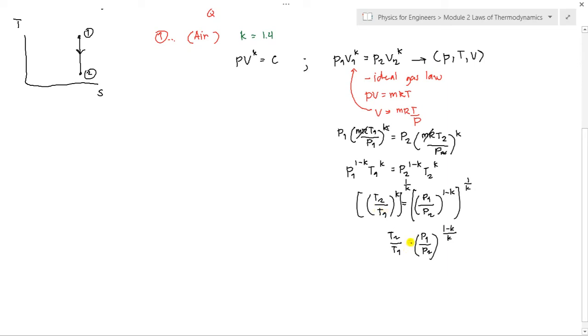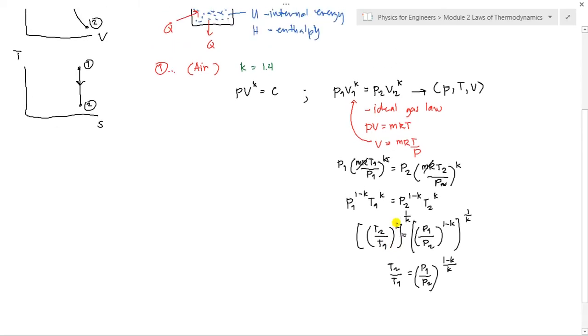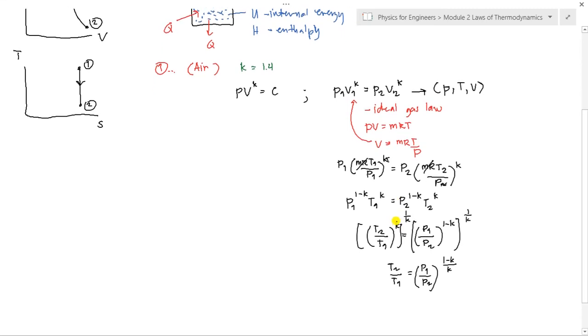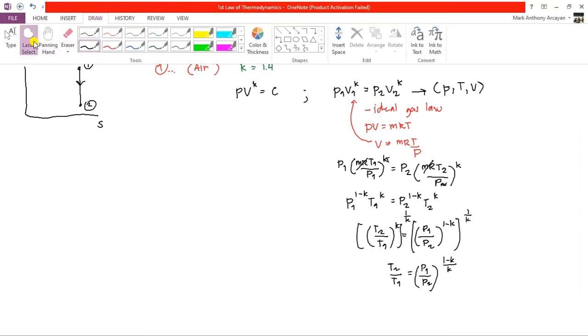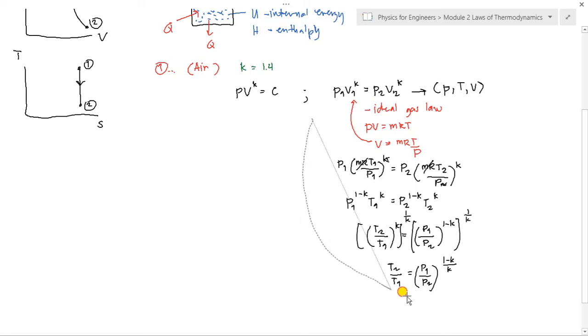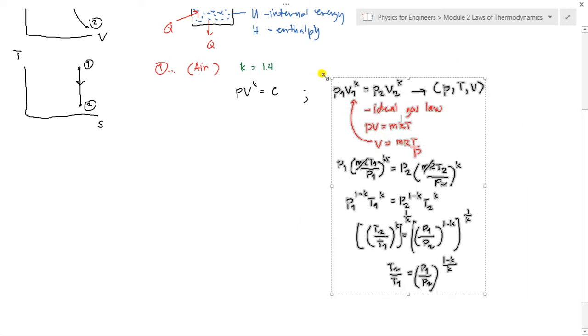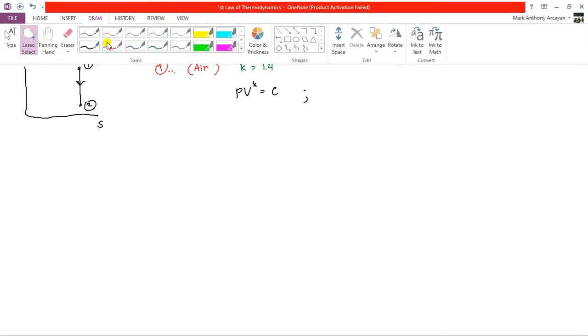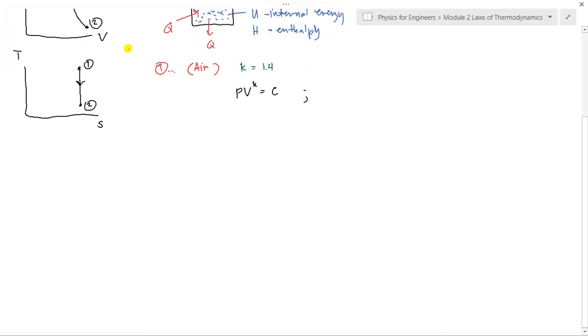Last, we also have a relationship between temperature and volume. This is how the derivation is done: you just use the ideal gas law and derive it yourselves. Again, for air the relation is PV raised to K, especially for isentropic processes, PV raised to a certain exponent, and for air that is K. Then let's proceed to the derivation of its work.